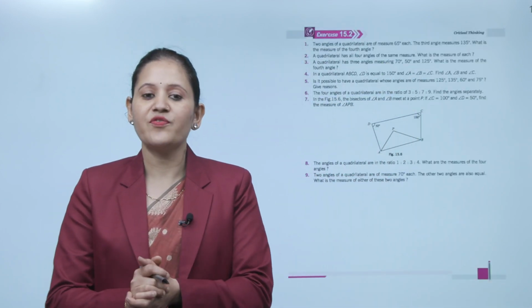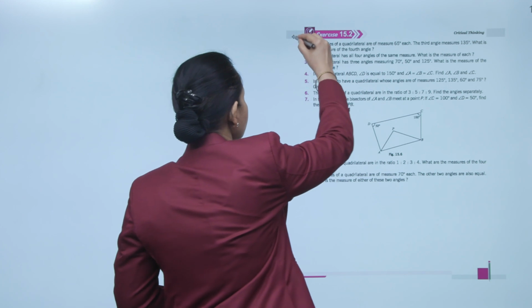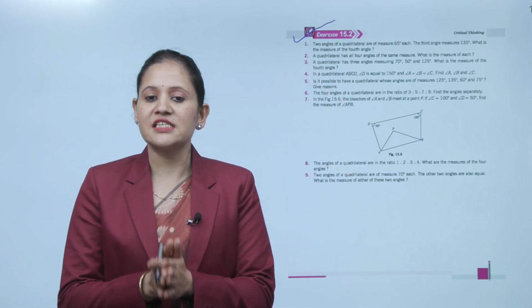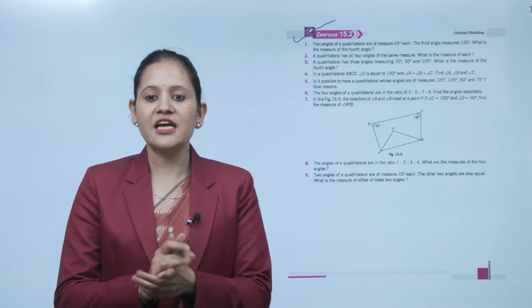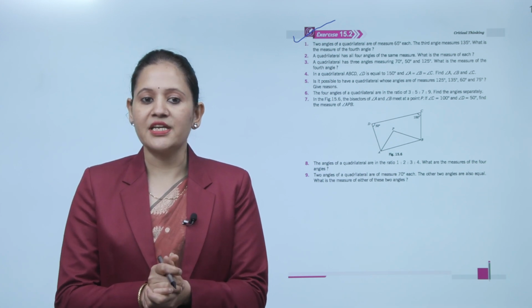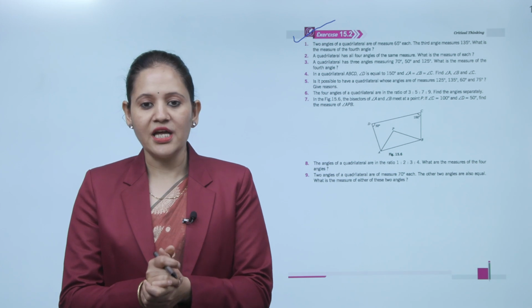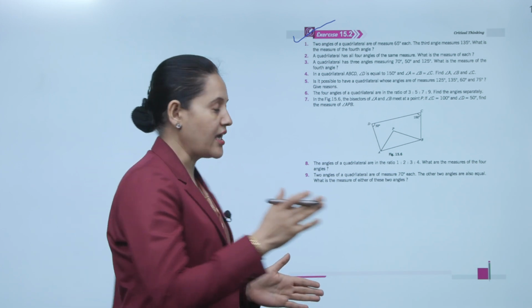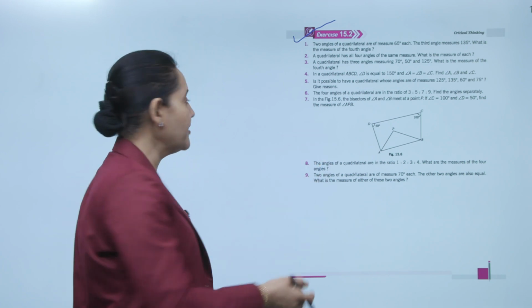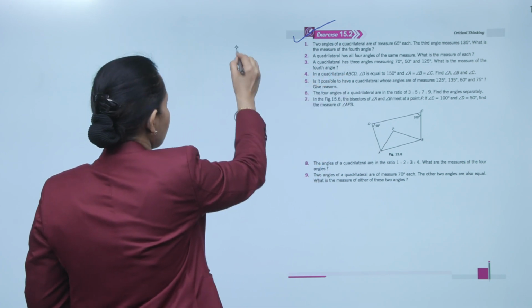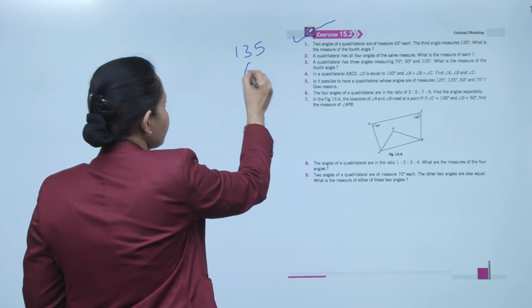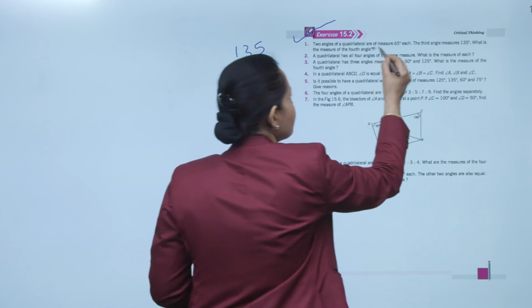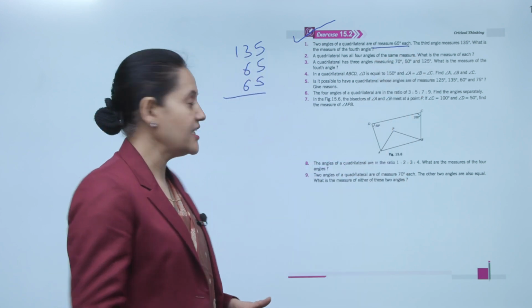Next is exercise 15.2. Two angles of a quadrilateral measure 65 degrees each. The third angle measures 135 degrees. What is the measure of the fourth angle? So, according to the angle sum property of a quadrilateral, all four angles equal 360 degrees. So, the sum of three angles will be 135 plus 65 plus 65, because two angles are 65 degrees each.